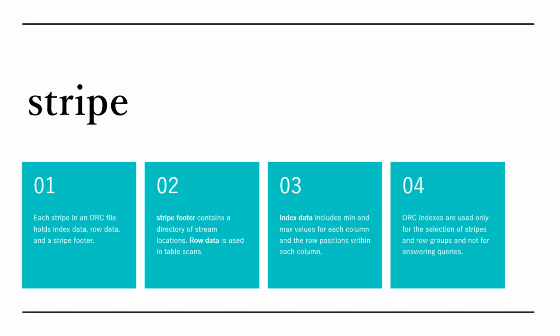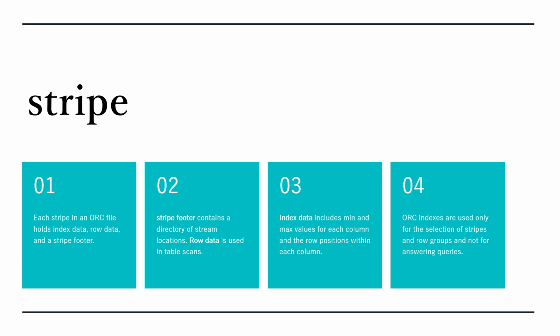And if we specifically talk about a stripe, what is a stripe? Each stripe in the ORC file will have index data, a footer, and row data, a group of row data. The stripe footer, what is the function of that? It will contain the directory of the stream locations where the data is. It is very beneficial when we have to scan the actual data. Similarly, the index data will have things like min value and max value of each of the columns. So the moment you look at this data of min and max, you know whether you should go and scan the data or not. Is the data present in this particular stripe or not? Or you can skip the stripe.